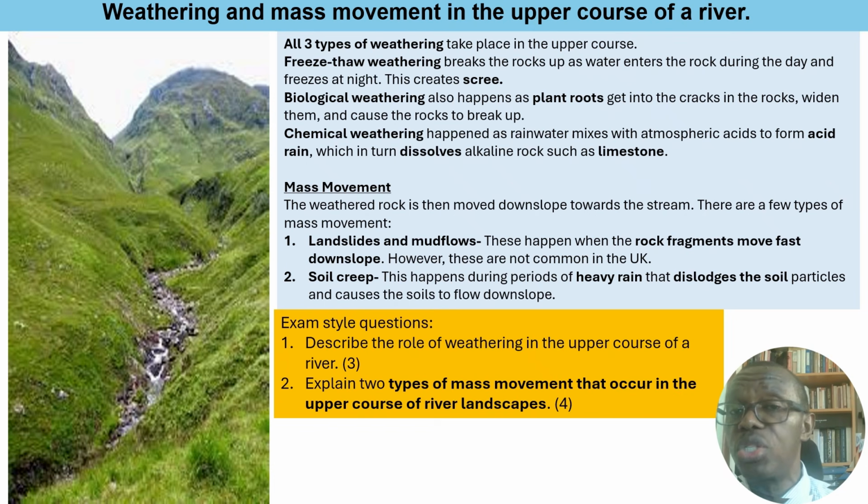Now, having talked about scree or rock fragments on the landscape, it's then important for us to talk about what type of mass movement is going to take place, and these are landslides and sometimes mud flows. But mud flows are quite rare here in the UK. It's mostly landslides as rocks and other material come down the slope, and this is especially when there is heavy rain. And that heavy rain obviously is likely to destabilize the material that is on these steep slopes and cause it to come running down.